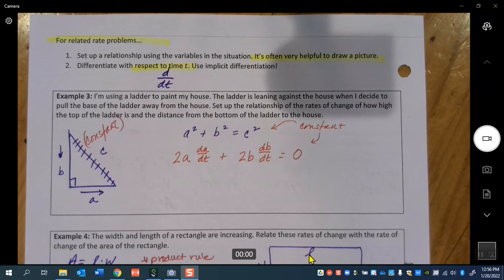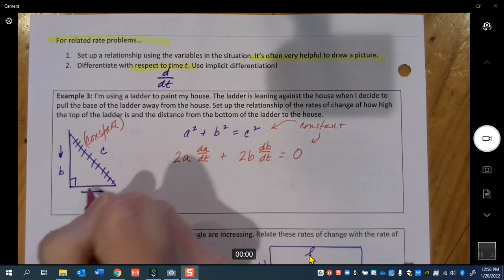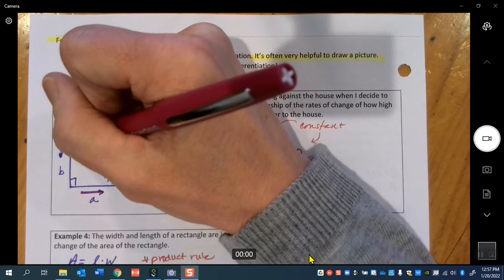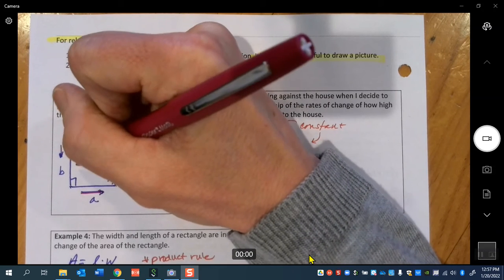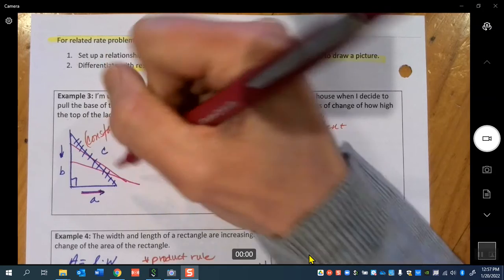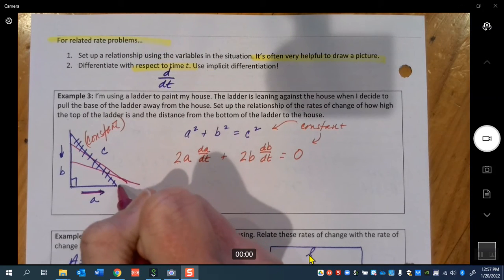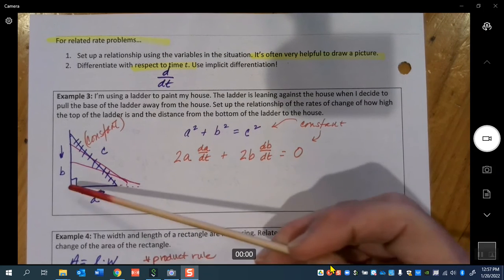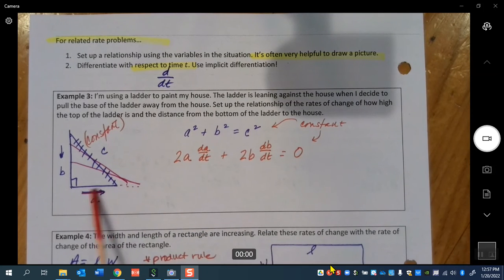So if we look at example 3, I'm using a ladder to paint my house. The ladder is leaning against the house when I decide to pull the base of the ladder away from the house. So this distance here is going to be getting bigger. As my ladder moves away from the house, notice what is changing and what is not changing. The length of the ladder is always going to be constant, but how far it is up and down the house and how far it is away from the house is going to be changing. So this A and this B height.